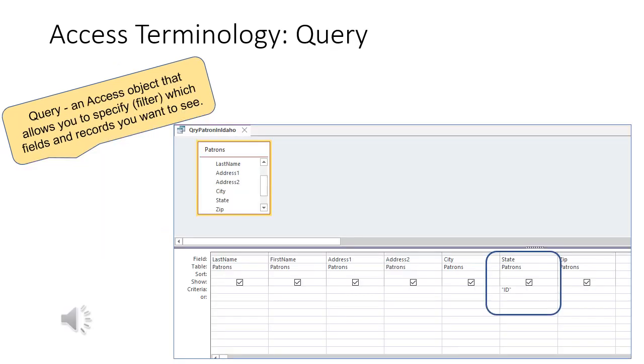We're just introducing the different Access objects, and the next object that you should be familiar with at this point is the term query. A query is an Access object that allows you to specify or filter which records you actually want to see, whether that be on a report or a form. A query allows you to add conditions or criteria, and we'll learn more about this as we continue in additional lessons.